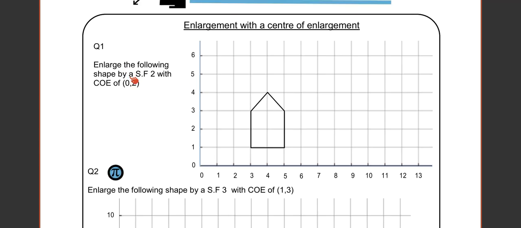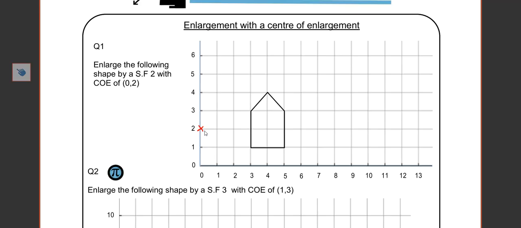So enlarge by a scale factor of 2, so all the lengths are going to be multiplied by 2. The centre of enlargement is at 0, 2. What you need to do, and you need to show this, is mark that centre of enlargement. So 0, 2. Here is your centre of enlargement.